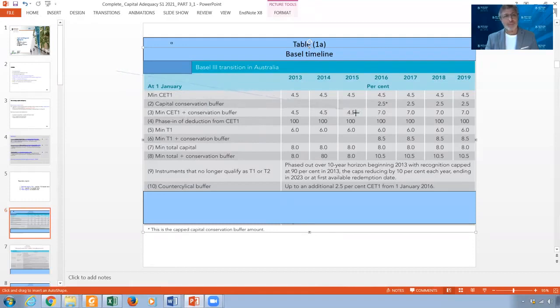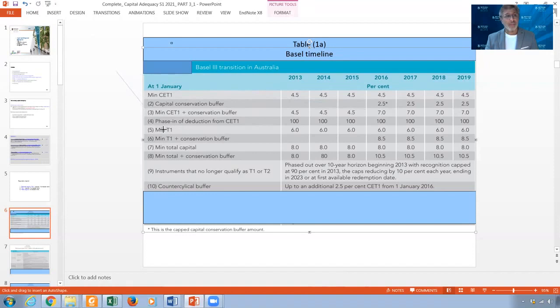You don't have to worry about 2015, 14, 13. We are talking about from here. So it's already 7% when we add the buffer. Now, this buffer will be added to the common equity. It will be added also to tier 1. It will also be added to the total capital.